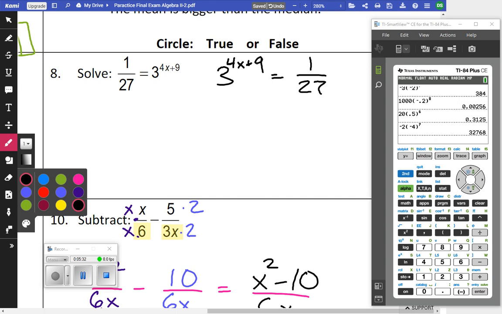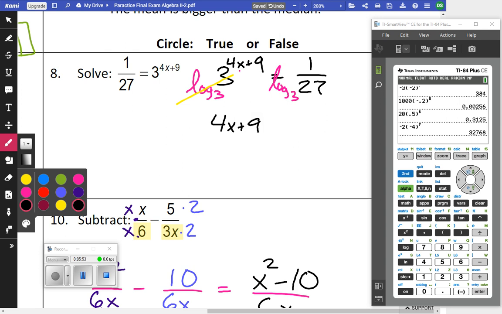I'm trying to solve for x. X is in my exponent. What do I do to get rid of that 3 to a power part? Log base 3 to both sides. Log base 3 to both sides. When I do that, 3 and log base 3 cancel. And then I got to do log base 3 of 1 over 27.